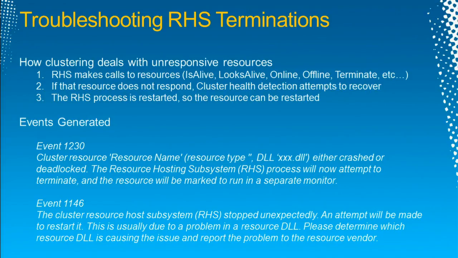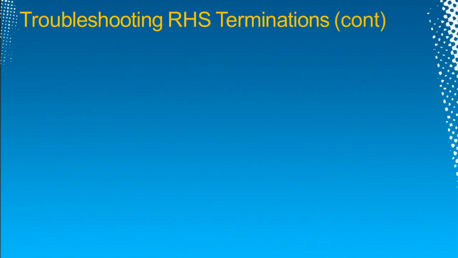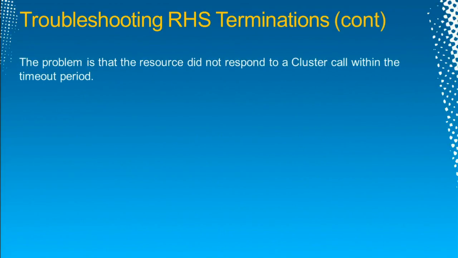Once we know that it's terminated, we consider it as misbehaving. So there's a checkbox it'll check to put that one resource in its own resource monitor, so that if it fails again, everything else is not going to get affected by it. Okay? And then the generic event, 1146, RHS stopped unexpectedly. So what we have to look at is, it terminated because the resource didn't respond to the call.